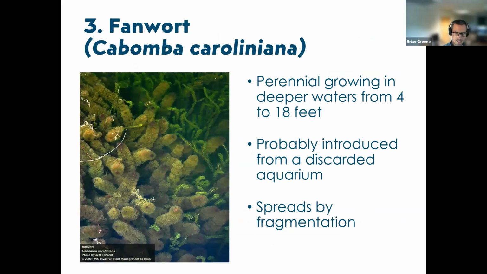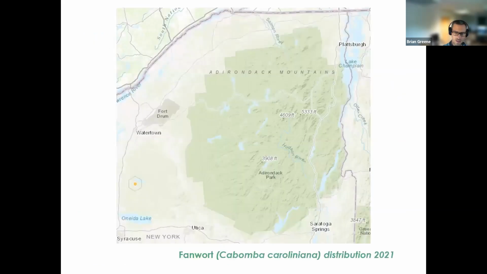Okay, another species is fanwort, sometimes called cabomba. This is one that grows in our lakes. It's not too frequent here in the Adirondacks. We only have a report of it from 4 private water lakes. It probably came here from being discarded as an aquarium plant, and it can also spread by fragmentation. Like you see, there's not very much of it in the park. We actually don't even have an iMapInvasives report of it in the park yet.